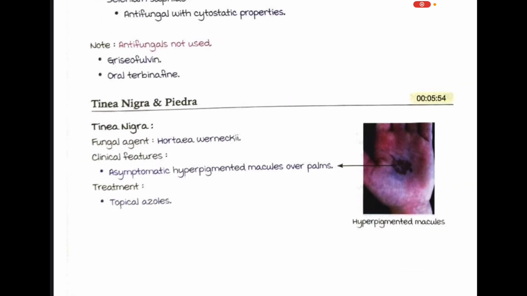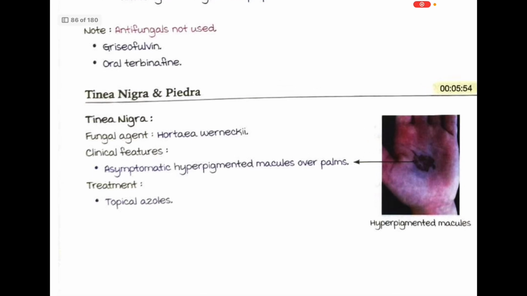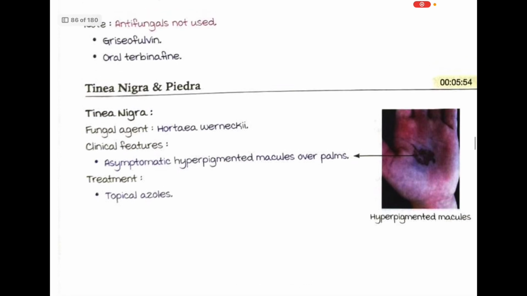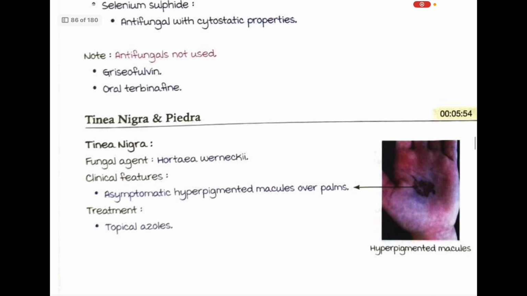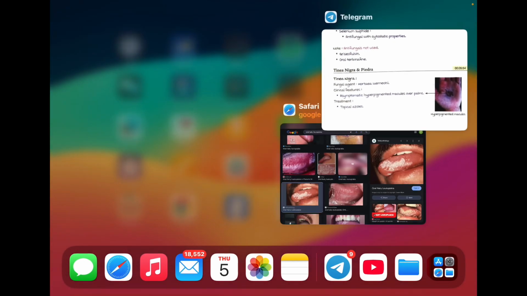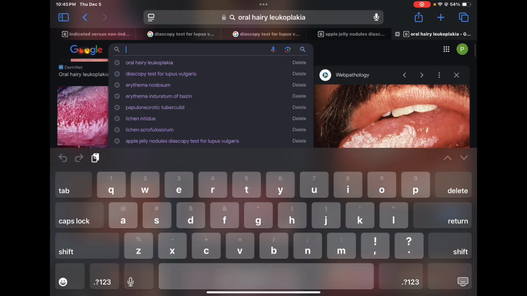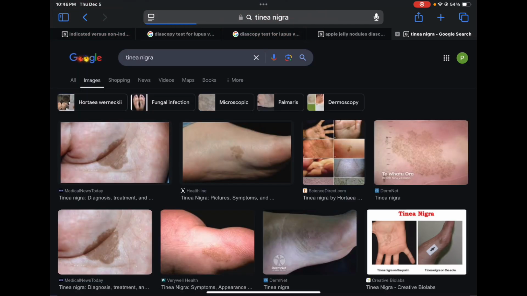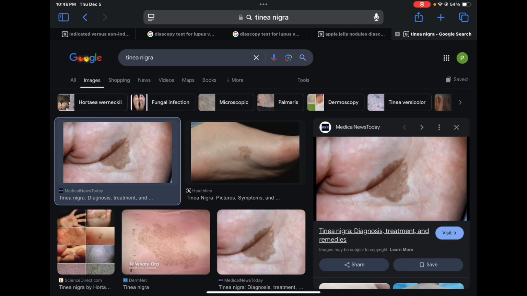Tinea nigra and piedra. Tinea nigra, fungal agent, Hortaea werneckii. Clinical features: asymptomatic hyperpigmented macules over palm. Treatment: topical azoles. Let's see this tinea nigra. Here, dark lesions on the palm like this.